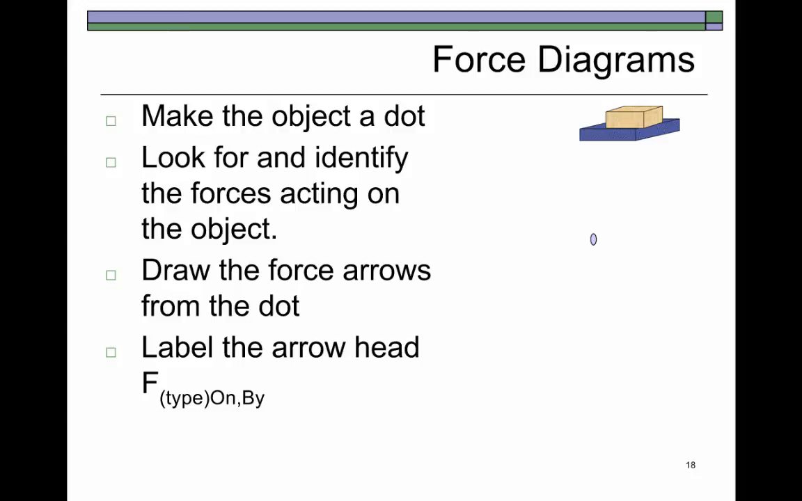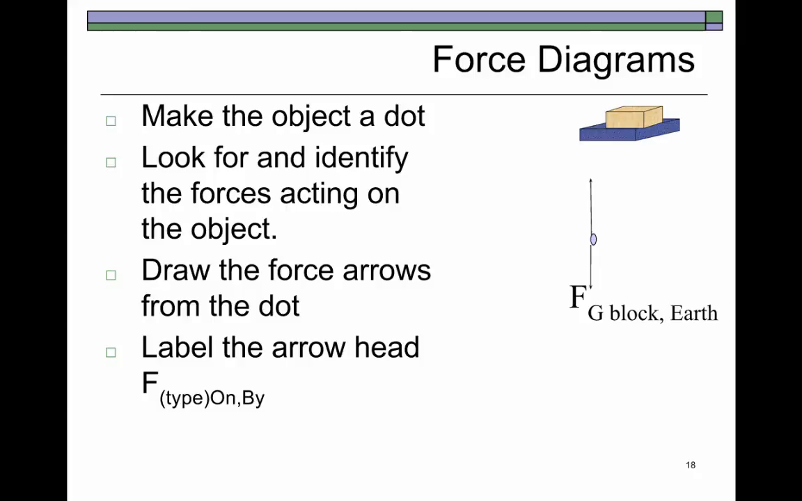So this little block becomes a dot. And I notice that I have gravity because gravity is in every situation. So I draw a downward arrow for gravity. I notice that it's sitting on something, so I have a normal force. It's going up. It's not moving, so I don't have any friction, and nothing is pulling or pushing on it, so I don't have any tension.